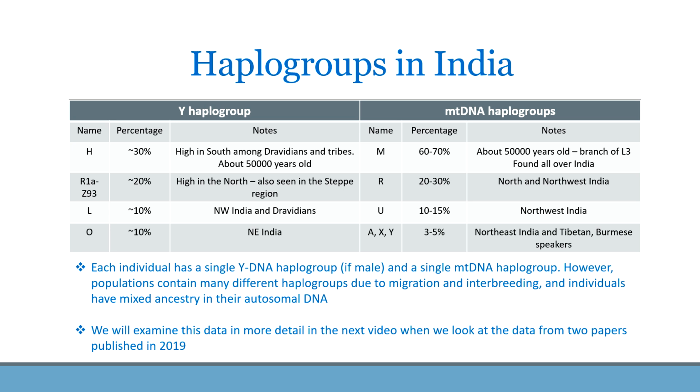and Northwest regions. Each individual has a single Y-DNA haplogroup, if male, and a single mtDNA haplogroup. However, populations contain many different haplogroups from migration and interbreeding, and individuals have mixed ancestry in their autosomal DNA. We will examine this data in more detail in the next video when we look at the data from 2 papers published in 2019.